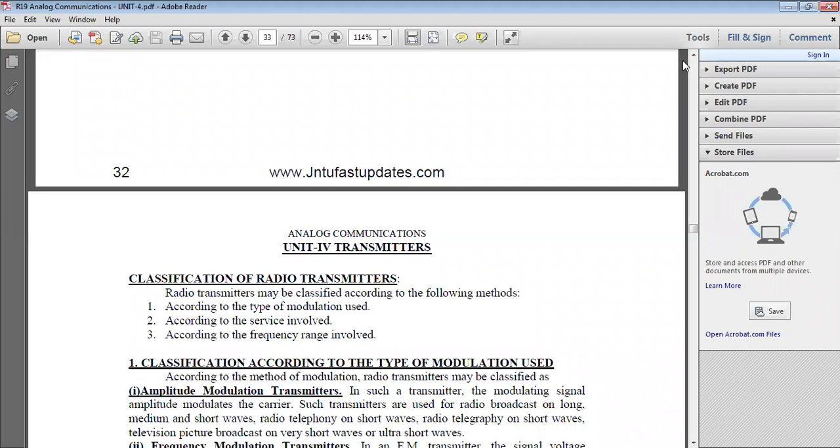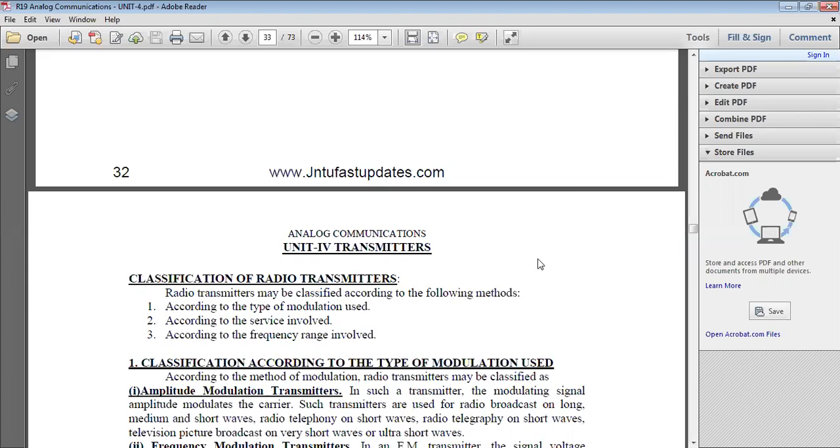The first topic is classification of radio transmitters. Already you know what radio transmitters are. To transmit radio signals, we use radio transmitters. Radio signals are nothing but high frequency signals. So to send radio signals, we use radio transmitters.